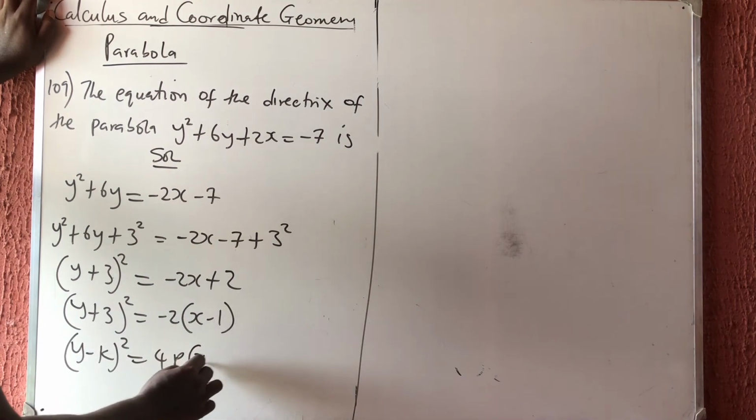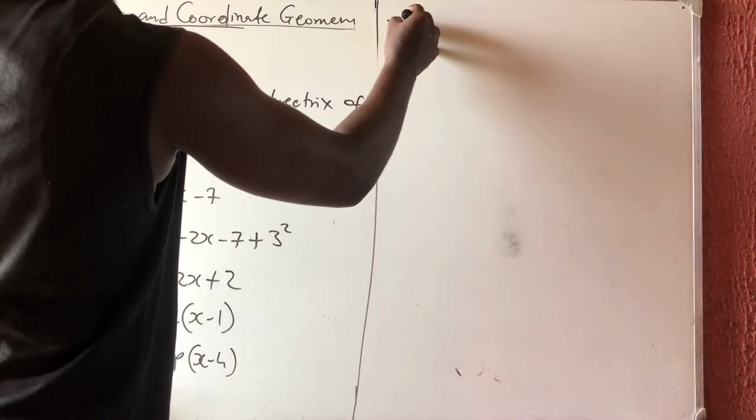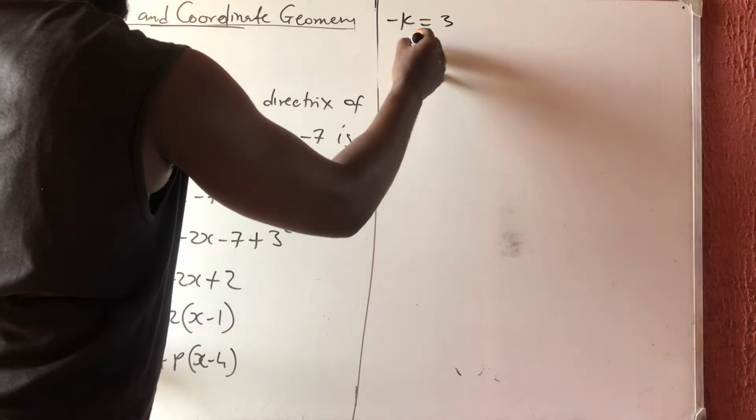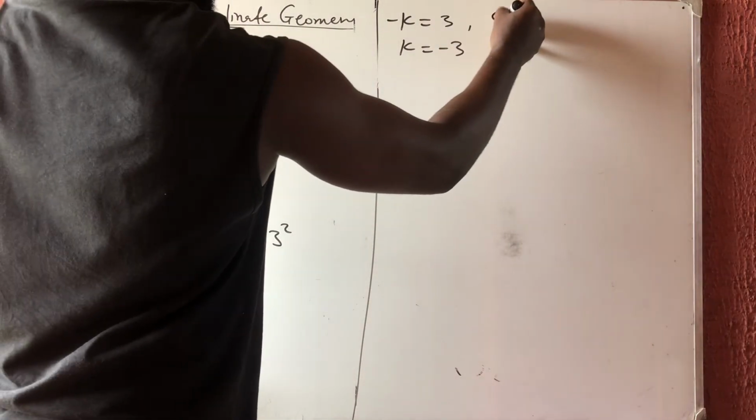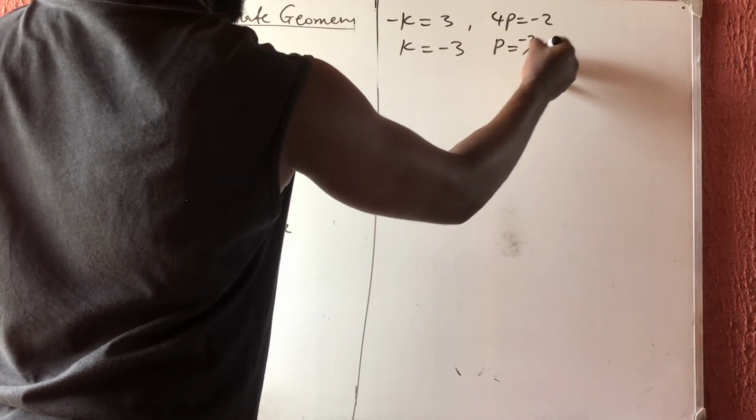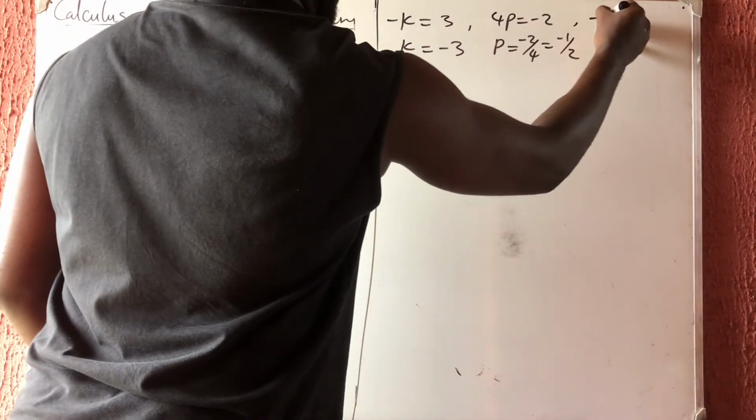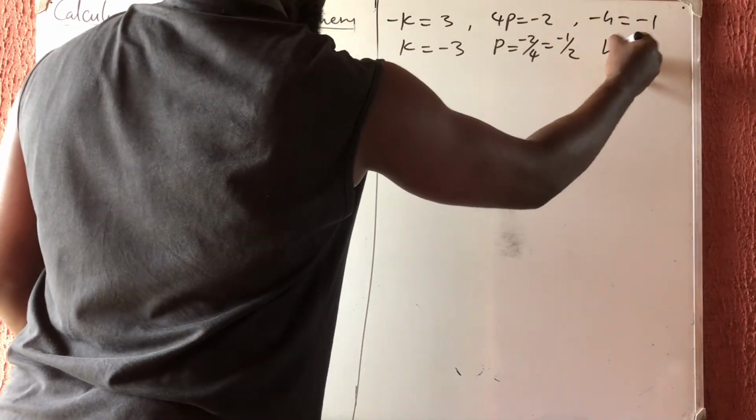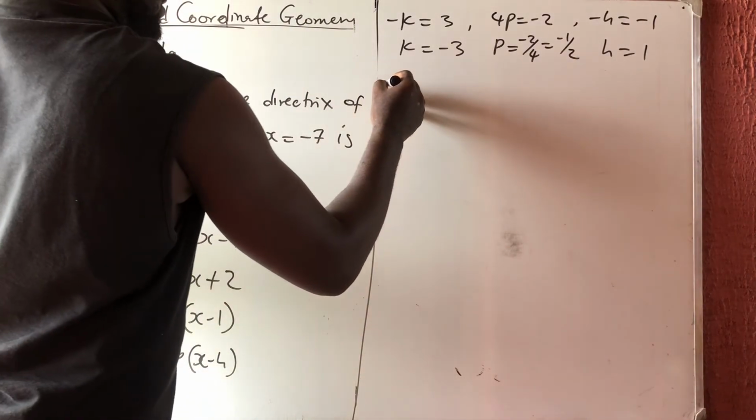4p in bracket of x minus h. So if I compare, you will see that minus k is equal to 3, which shows that k is equal to minus 3. Compare again. 4p is equal to minus 2 to show that p is equal to minus 2 over 4, which is minus 1 over 2. Then finally, compare minus h is equal to minus 1 to show that h is equal to 1.